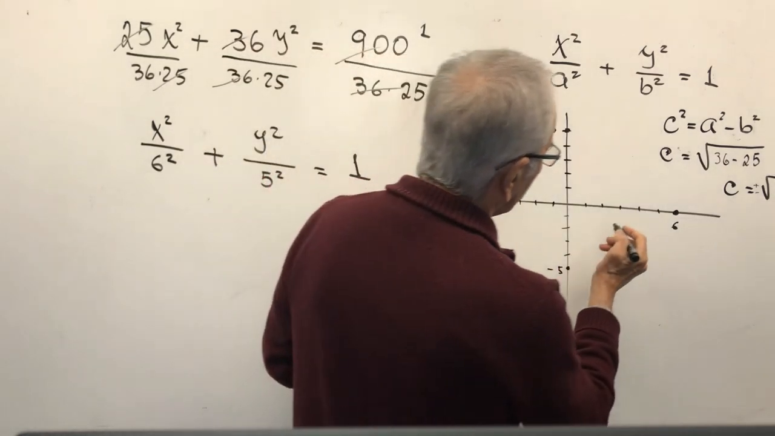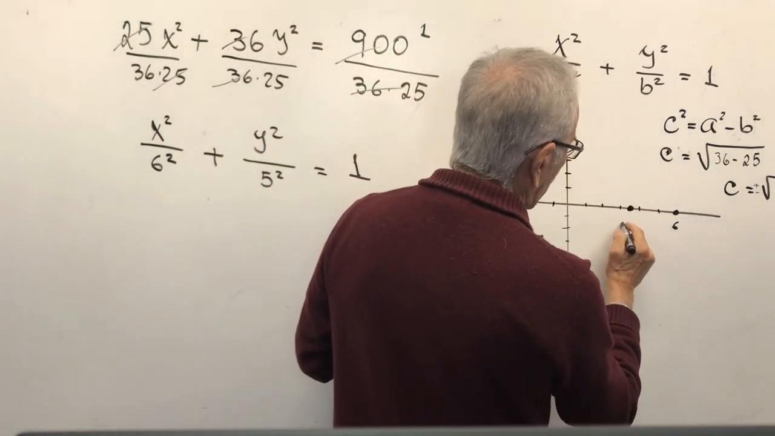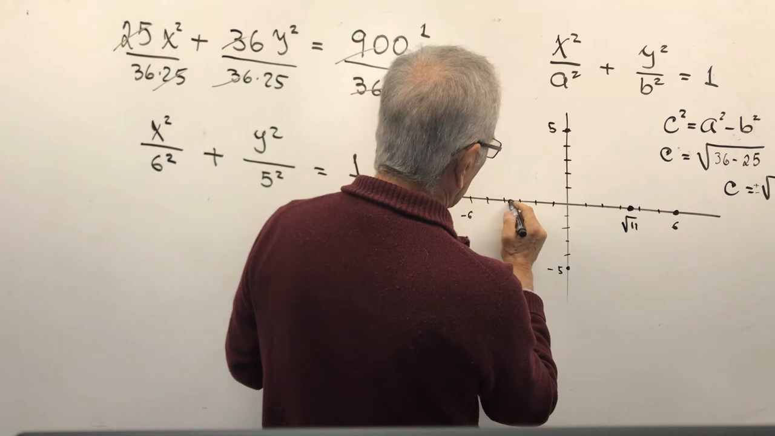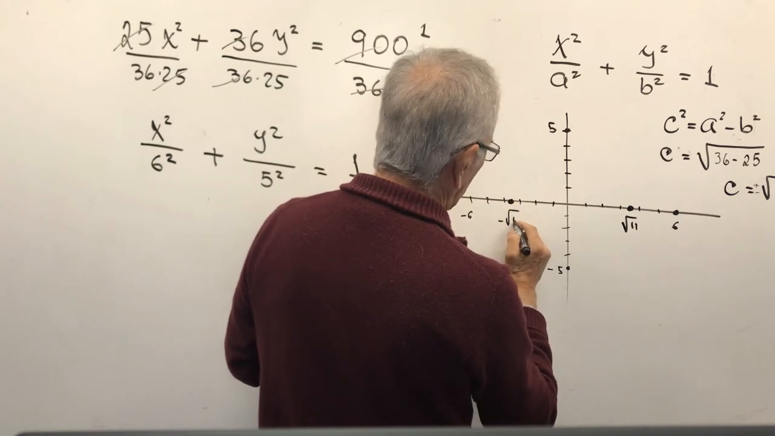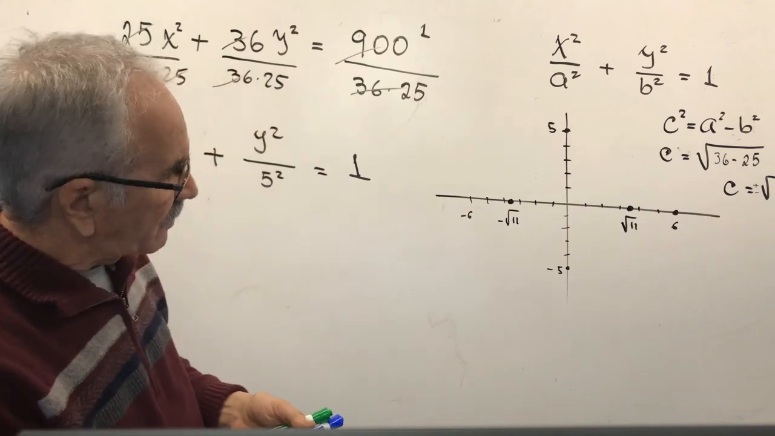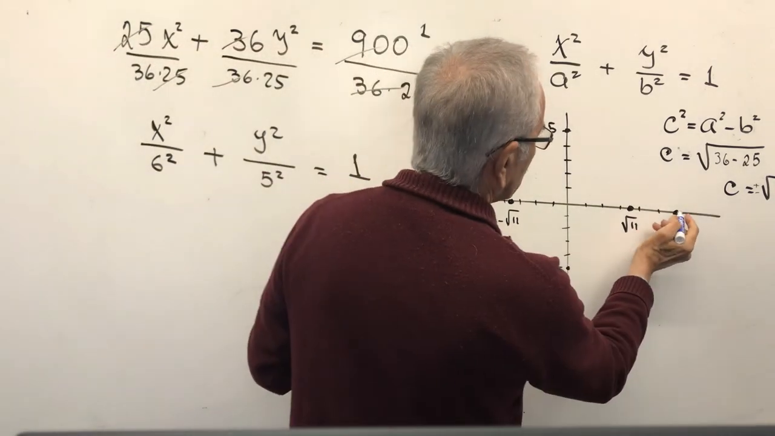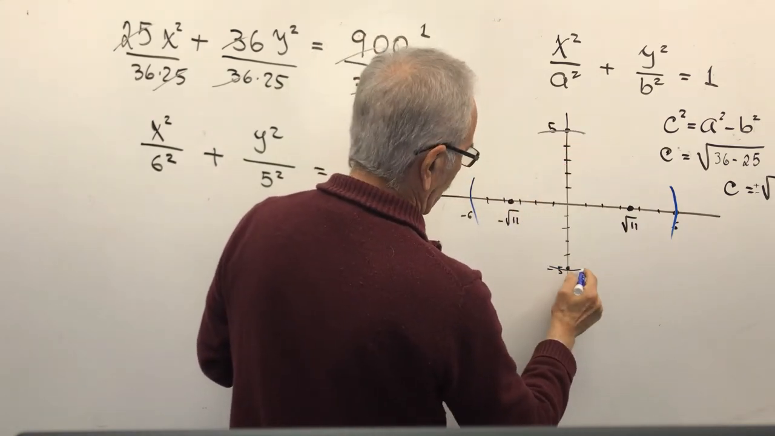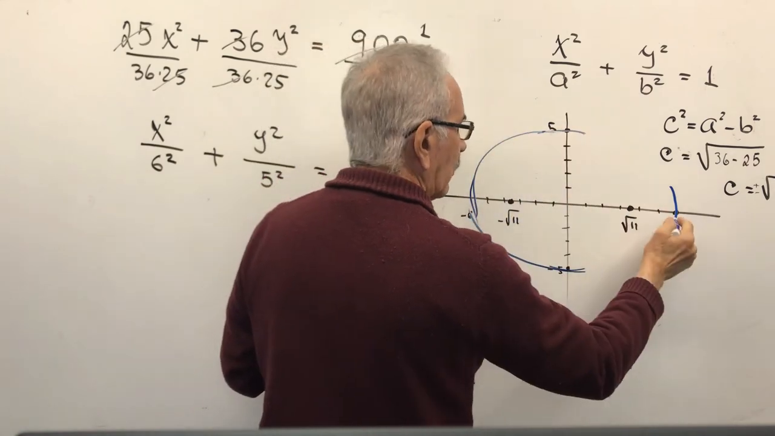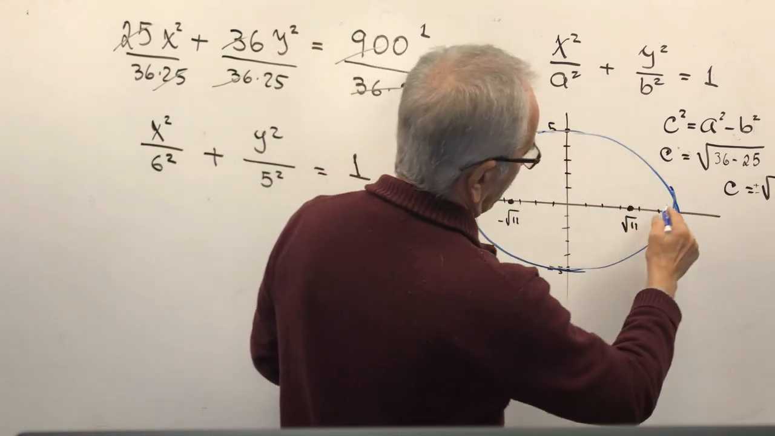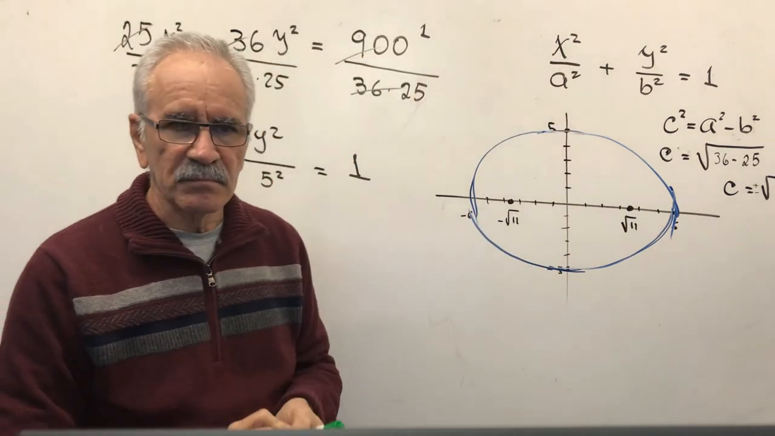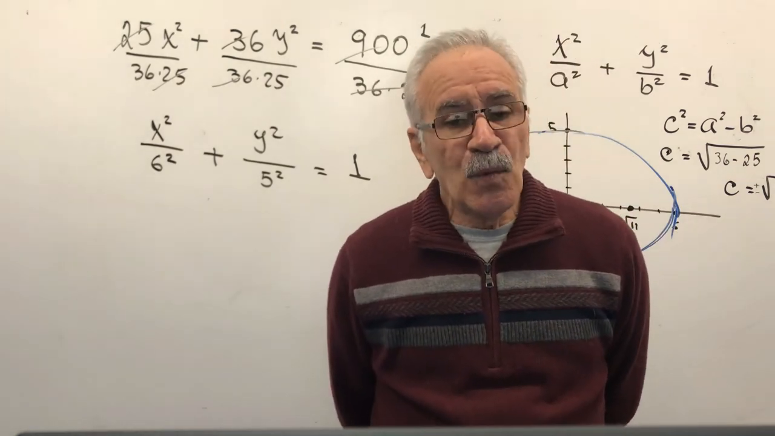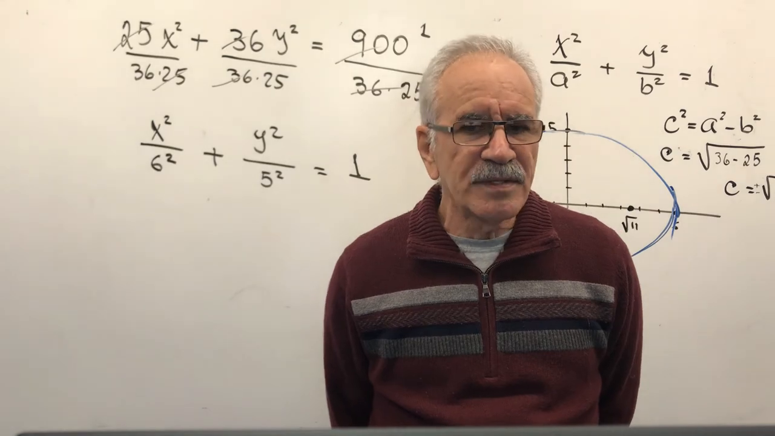So somewhere here, the positive square root of 11, somewhere here, the negative square root of 11. These are the foci, and the ellipse goes this way, this way, this way. We finish. Easy example. Sorry that my ellipse is not perfect, given the precision that I can work with on the board. Any question?